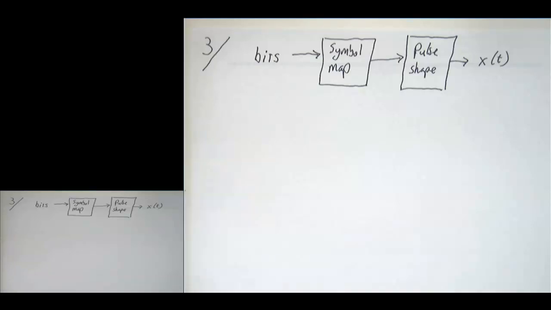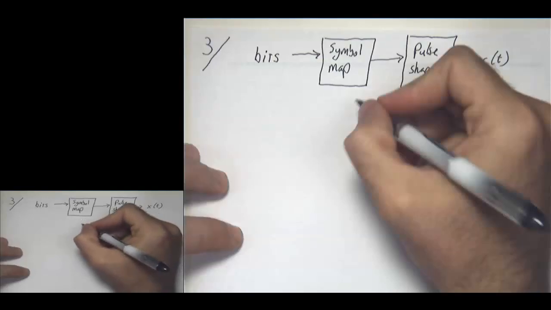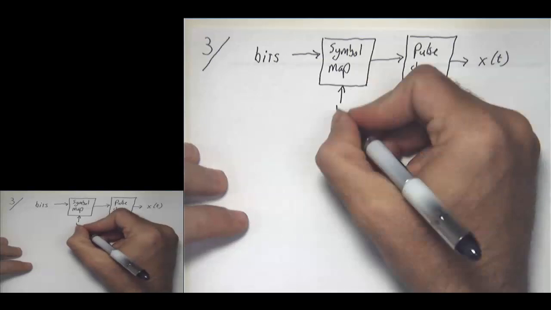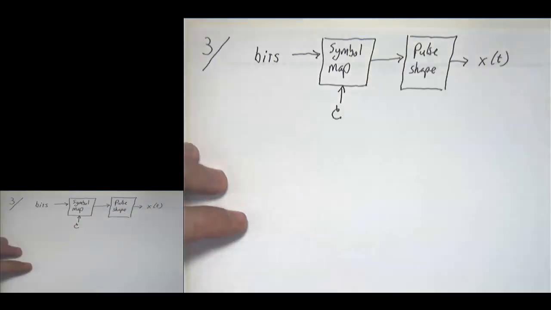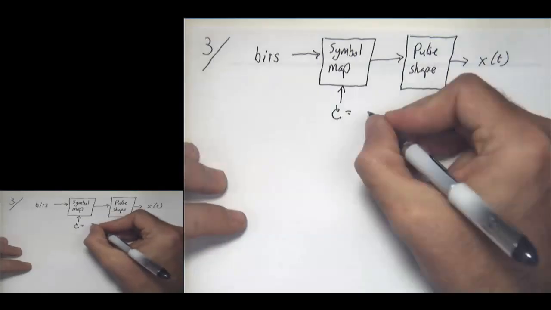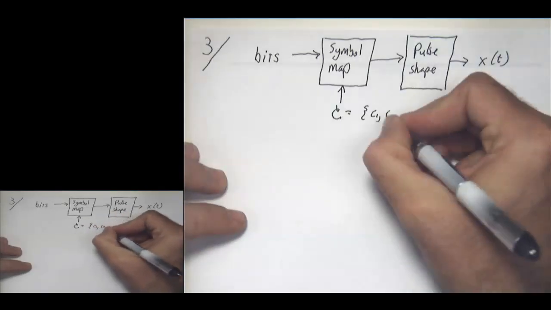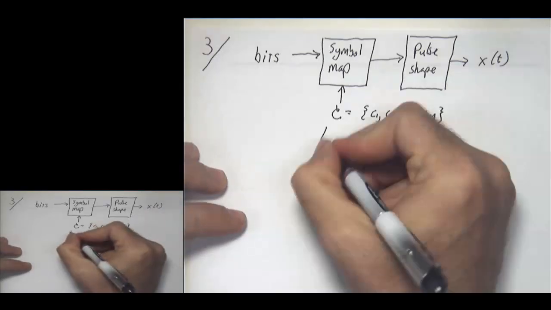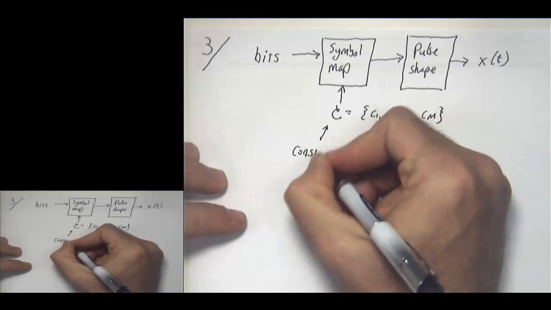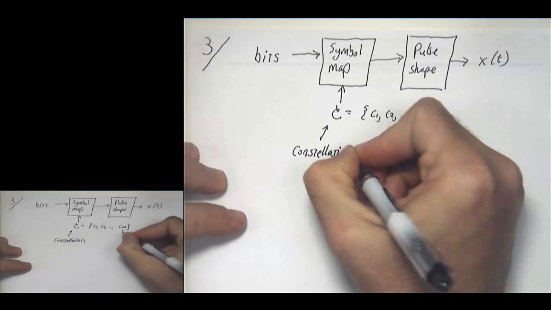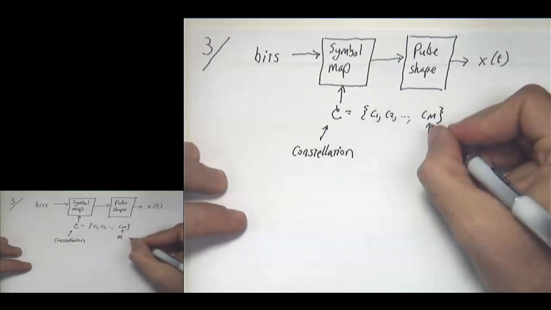So first off, let's explain what each of these different pieces does. First is the symbol mapping operation. Into this block I'm going to put as an input this calligraphic C, which is a set of symbols. I might write this as C1, C2, up to CM. This calligraphic C, the set, we're going to call a constellation. There are M total points in the constellation.